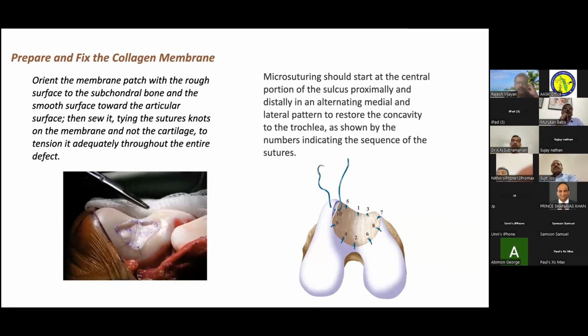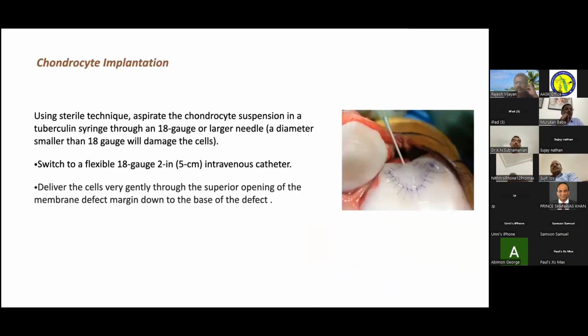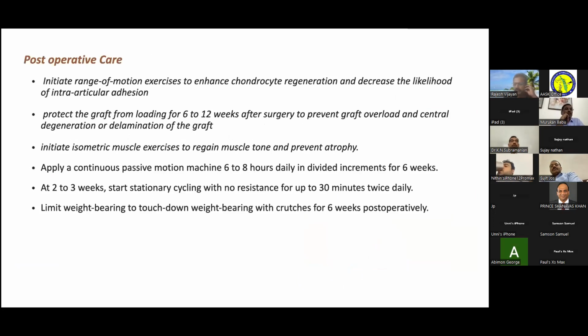And the patient has to be non-weight bearing for a period of about 4 to 6 weeks. Usually you take an 18 gauge needle to fill that. And usually you will see the nice filling up of the tissue and leave it for about 5 to 10 minutes, and then you can start closing the knee wound.